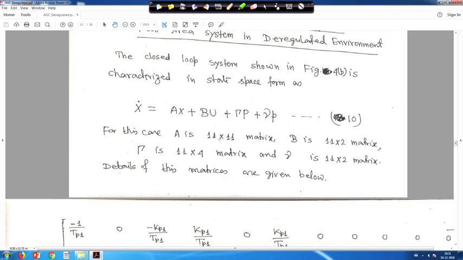So, A will be an 11 into 11 matrix, B will be an 11 into 2 matrix, because there are two control inputs, U1 and U2. Gamma is 11 into 4 because P is nothing but your delta PL1, delta PL2, delta PL3 and delta PL4. That is why it is an 11 into 4 matrix. And this small p will be the uncontracted power demand, delta PUC1 and in area 2 delta PUC2. That is why it will be an 11 into 2 matrix, right.